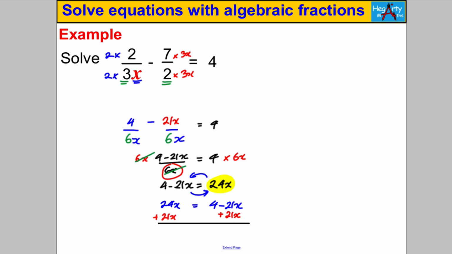Therefore I'm going to get 24x add 21x is going to be 45x, is going to equal the 4 that's left over here. And lastly, I need to divide both sides by 45, and I'm going to get the answer, which I'll write over here. X is equal to 4 divided by 45. And I can't simplify that, and I'm done.